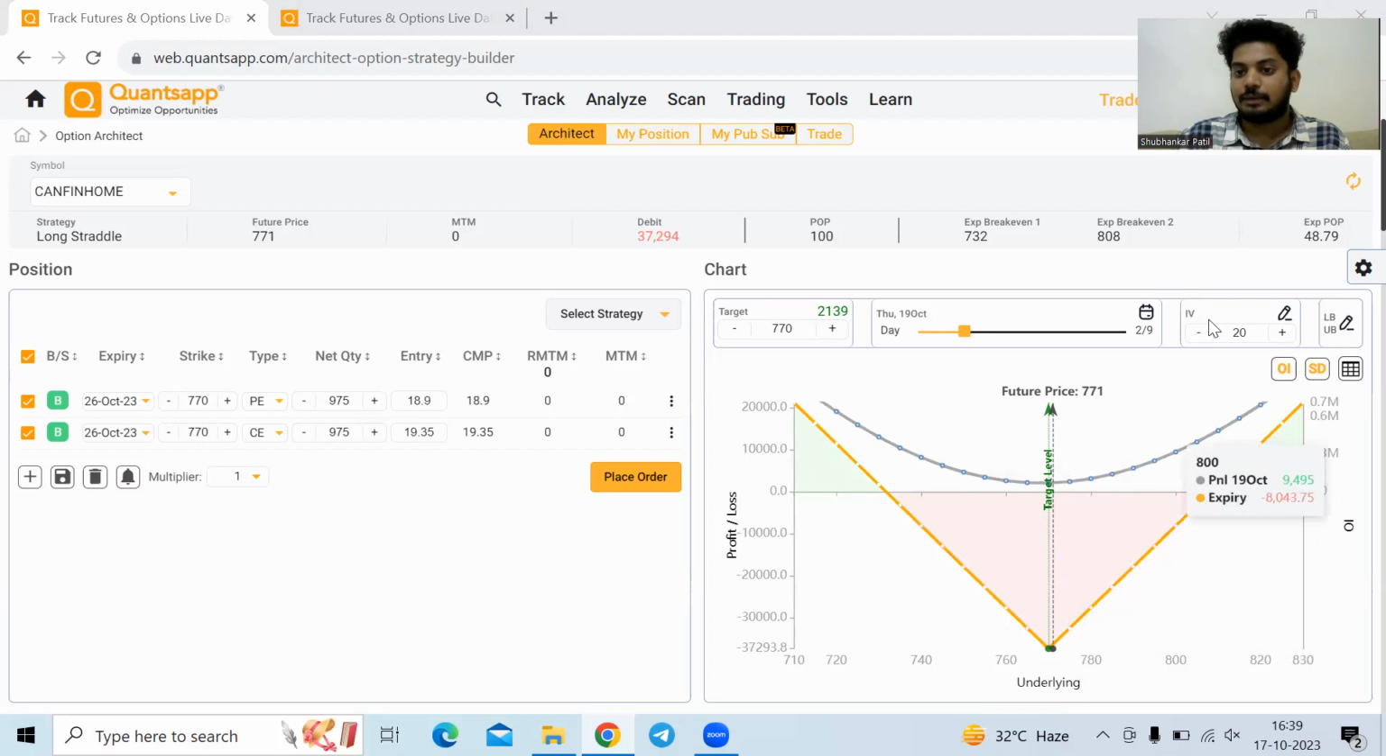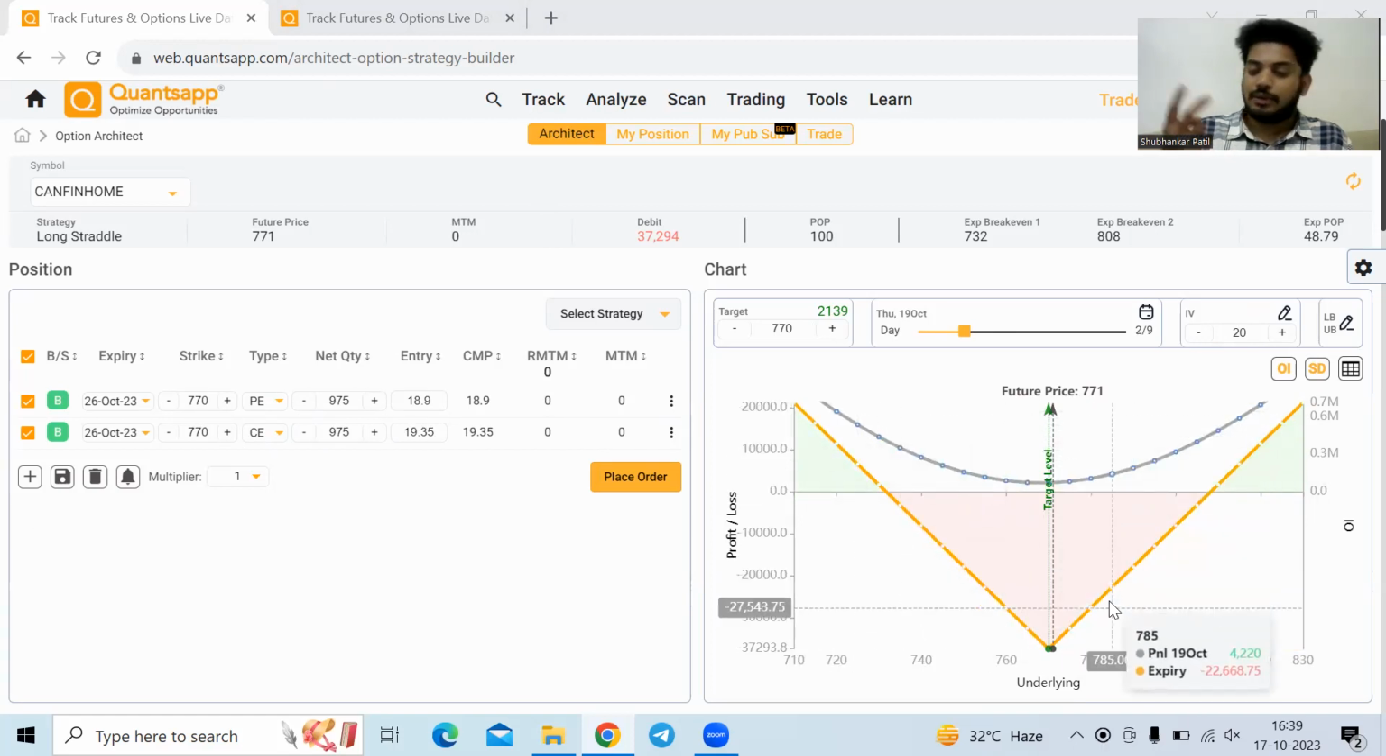The only forecast is that the implied volatility will go up, due to which the call option will go up and the put option will also go up. So in case there is a 20% jump in implied volatility, then you can see I am making a decent enough return on every level of Can Fin Homes. Best part, I will have no undefined losses in something like this.